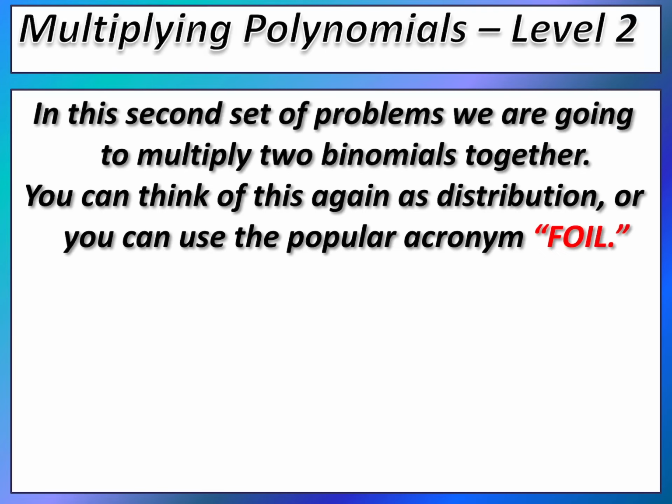Okay. Our second type of problem is going to be multiplying two binomials together. So a binomial has two terms in it. So it's a two-term expression times another two-term expression. We're going to use a method called FOIL. Now, FOIL is just a trick to help you remember how and the order in which to multiply.